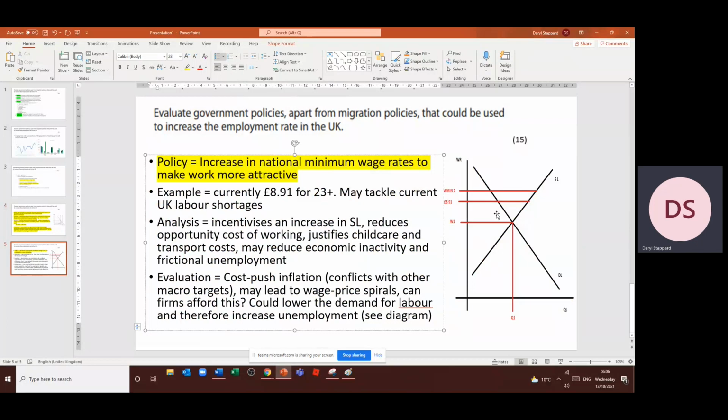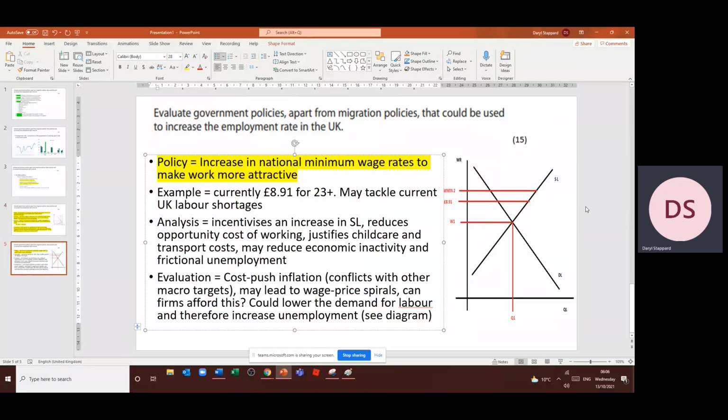Now, you can see my diagram on the right-hand side. I've drawn you the minimum wage diagram. So I've identified that the current minimum wage is £8.91 in our economy. So what I'm going to suggest we do is we raise the minimum wage rate above the current £8.91.